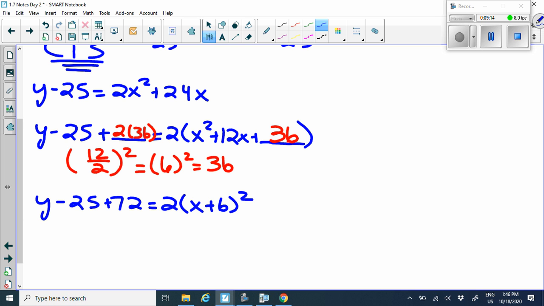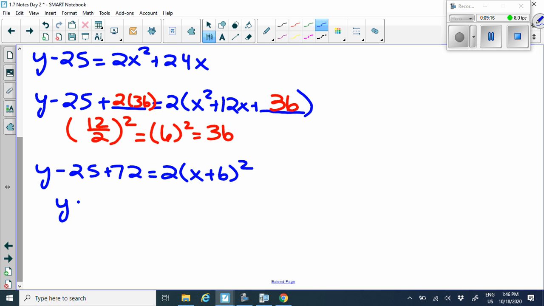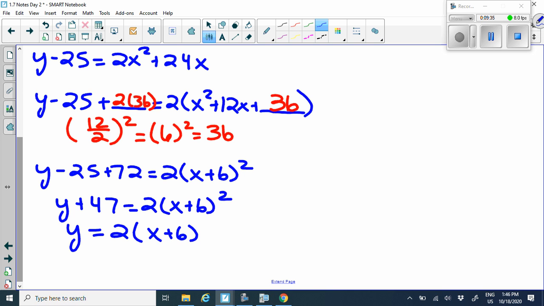Now let's combine our like terms. So negative 25 plus 72 gives us 47. And now what I'm going to do is move that 47 over to the other side. So I have y equals 2 times x plus 6 squared minus 47. And that's going to be my equation.